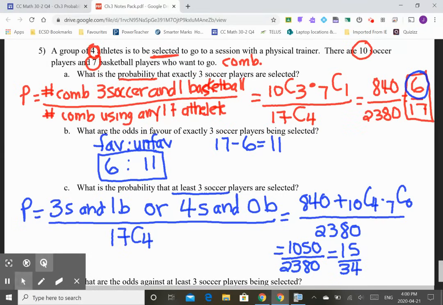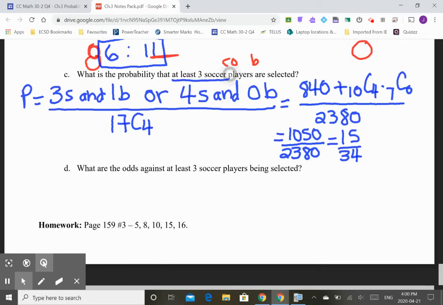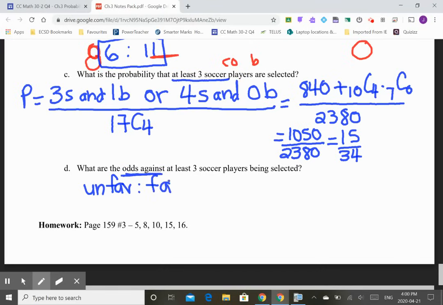Let's look at the last part of this question. What are the odds against at least 3 soccer players being selected? So we are going from probability to odds again, but we are looking in this case at odds against. Odds against is the ratio of unfavorable outcomes to favorable outcomes. We have our favorable outcomes. That comes from our numerator of our probability. So we know that favorable is going to be 15.